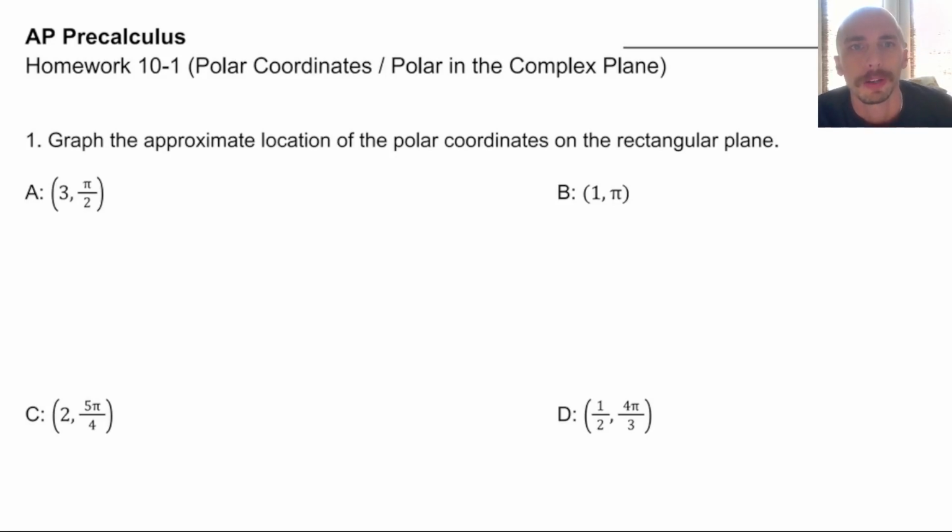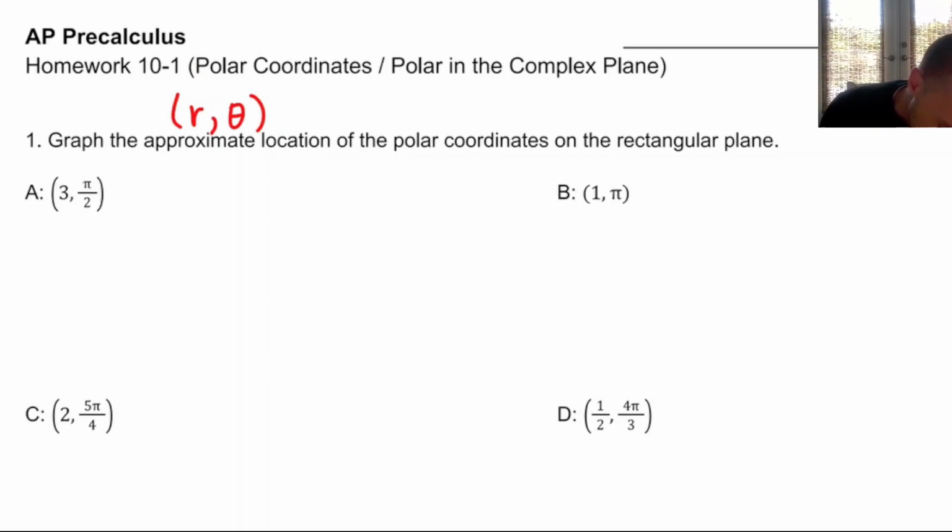In this video, we're going to be practicing our polar coordinates and working on AP Pre-Cal Homework 10-1. So we're going to start by just plotting approximate locations of the polar coordinates in the plane. And if these are polar coordinates, remember, it's r and then theta. In this case, r equals 3, theta equals pi over 2.